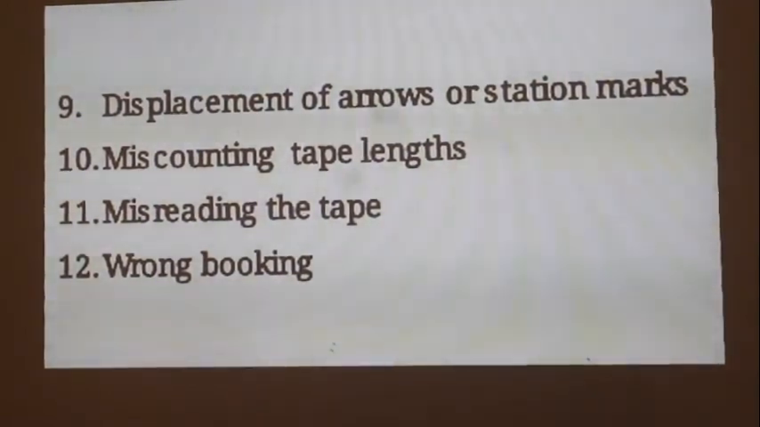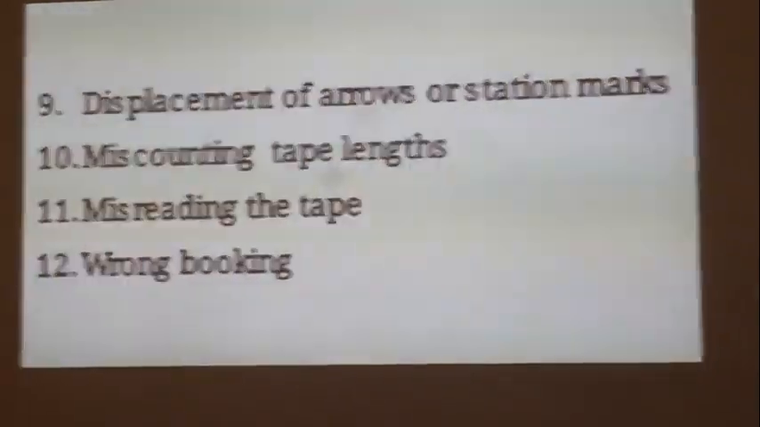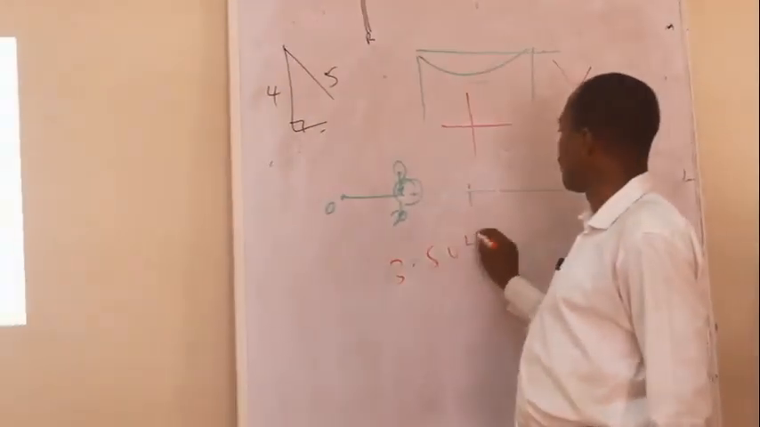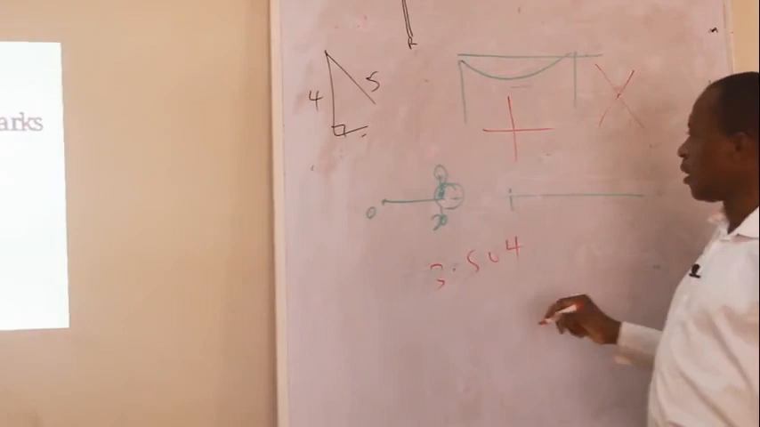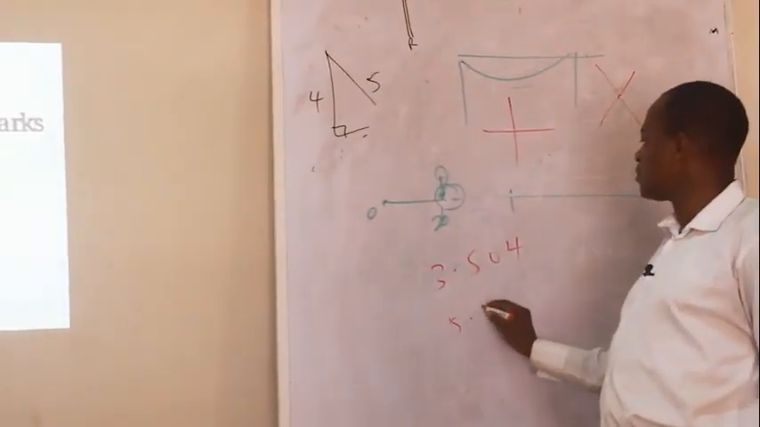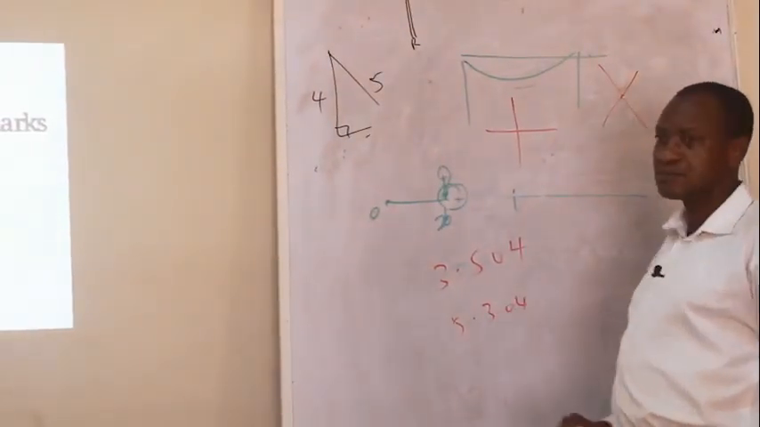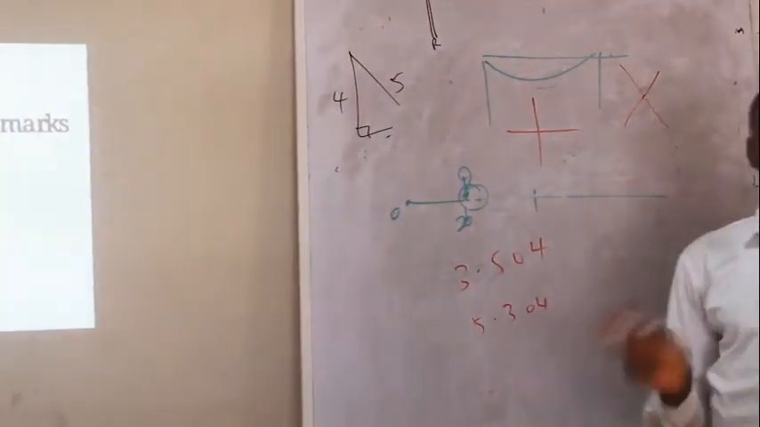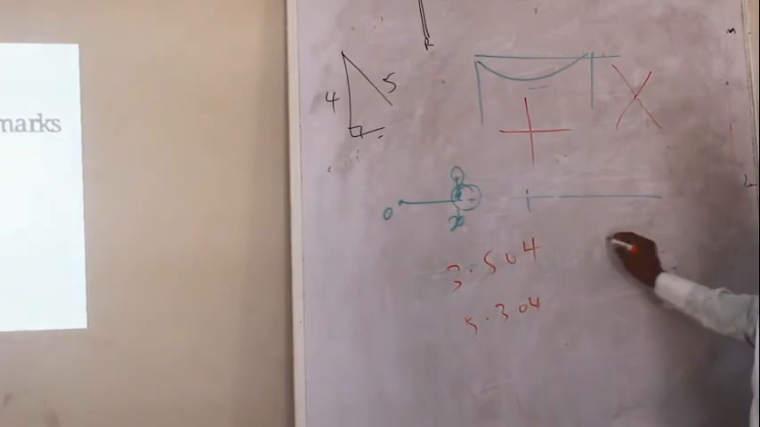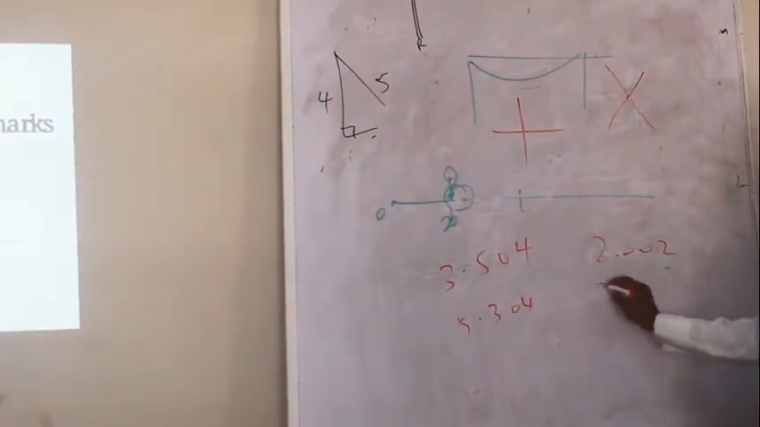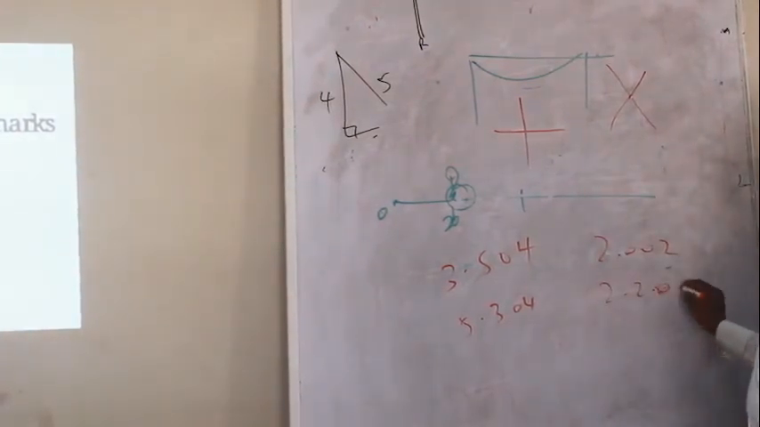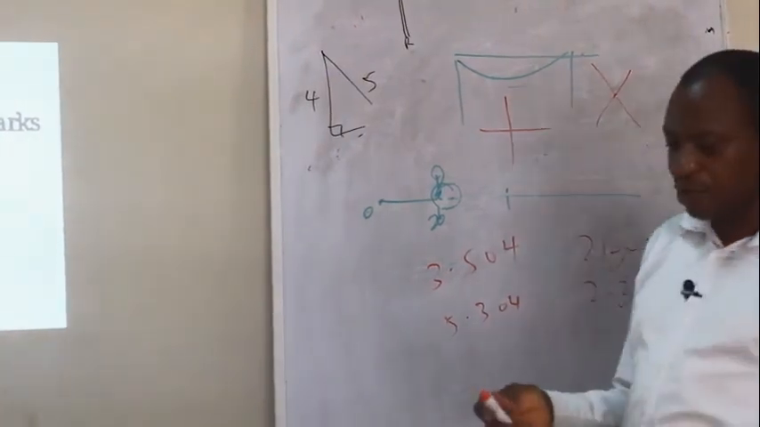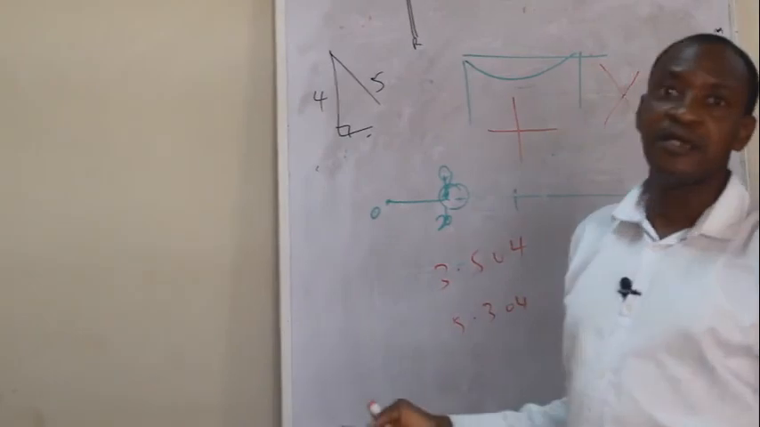The last one is wrong booking. If the person who measured said 3.504 and you want to go and book it, you now write 5.304. But 1.8 meters is gone already because you mixed up the figures. If somebody tells you 2.002 and you write 2.200, this is a big difference. So these are the errors that you are likely to encounter in chain surveying.